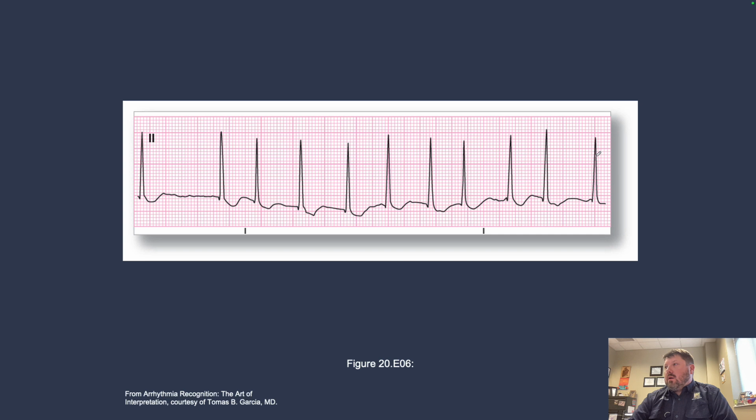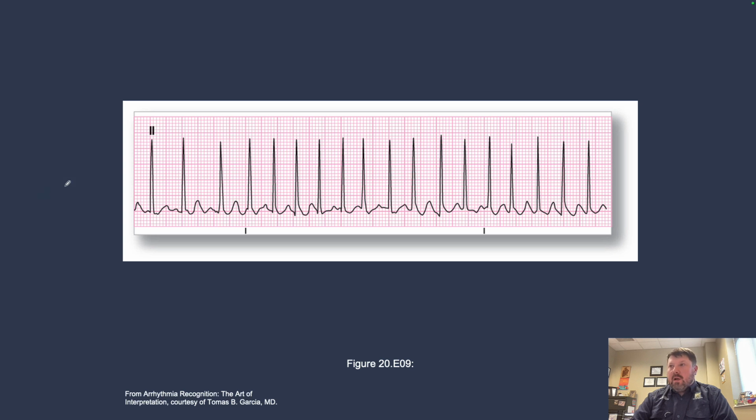So this one again is a rate of 110. Now you might be tempted to think that this is the scooping baseline, and it may very well be, but it's not very predominant. So we would just call this atrial fibrillation. Moving forward a couple, this one here has a rate of 4, 6, 8, 10, 12, 14, 16, 180. So we would call this atrial fibrillation. It's uncontrolled atrial fibrillation with a rapid ventricular response. And in this case, we would probably end up having to cardiovert this patient or give them some amiodarone.